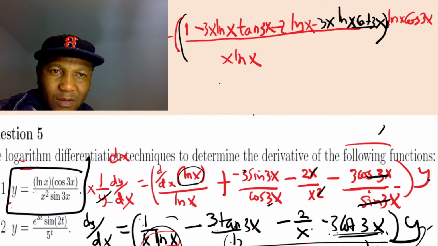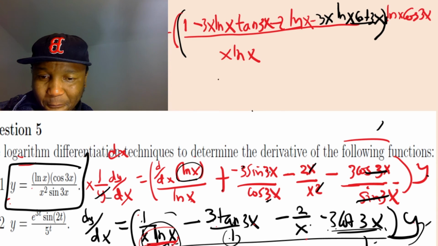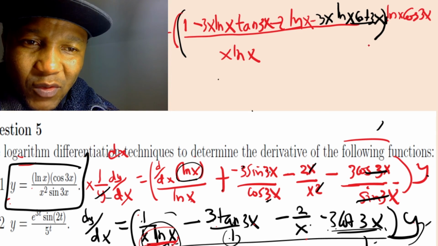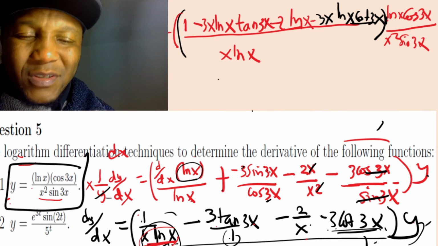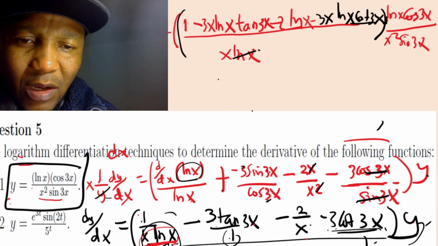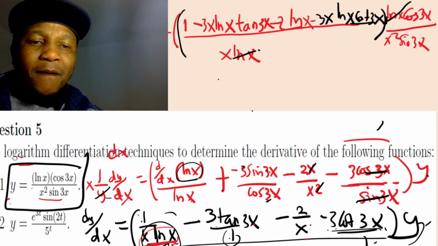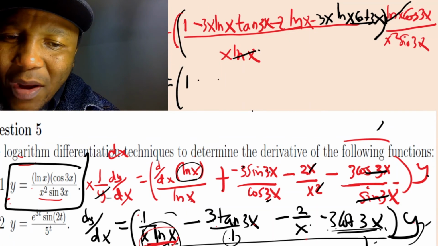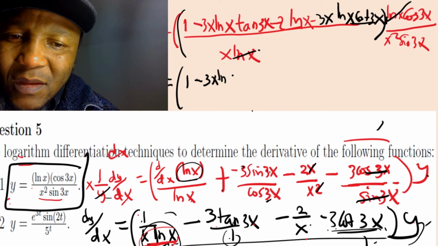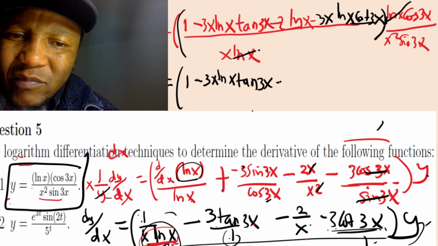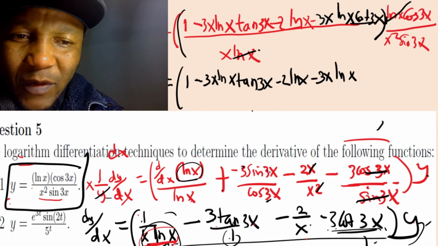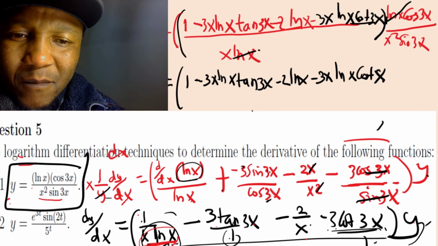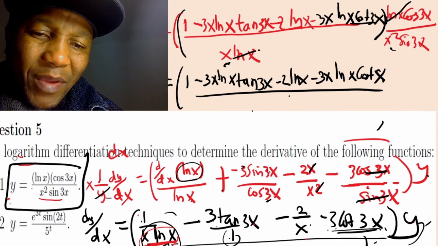That's dy dx, right? Okay, let's simplify and then we're going to move the screen again. Okay, never mind. So now we say over x squared sine 3x. But look, some of the stuff here can cancel, for example ln x. Now this is going to be equal to 1 minus 3x ln x tan 3x minus 2 ln x minus 3x ln x cot x over x, but this x multiplied by this is going to be x cubed.